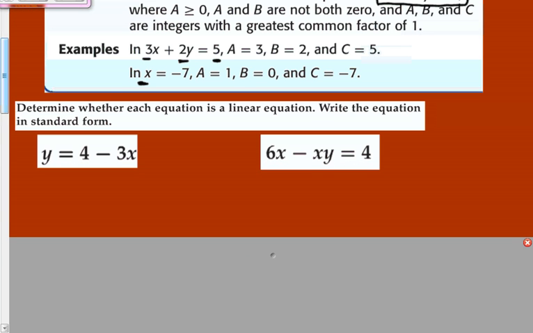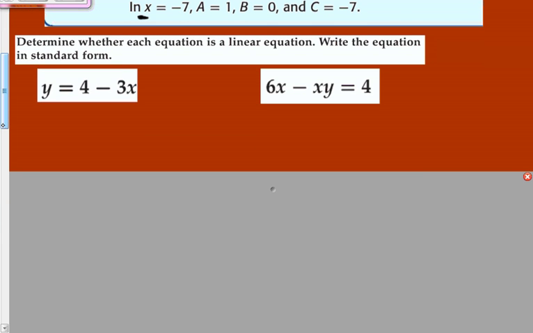We're going to have to determine whether each equation is a linear equation. If you can write it in standard form, it's a linear equation. It will make a straight line. And then it tells you to write the equation in standard form. So in this one, we have the negative 3x on the right side. We need to move it to the left because we want our x and our y on the left side. So we're going to just move it by adding 3x. We get 3x plus y equals 4. And then look, is that in Ax plus By equals C form? Yes, it is. And since I can write it in that form, yes, this is a linear equation.